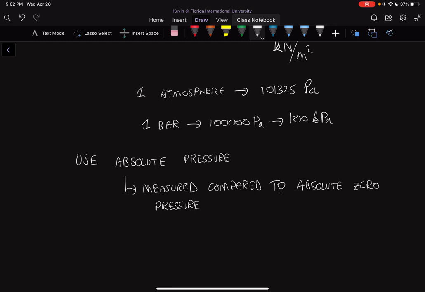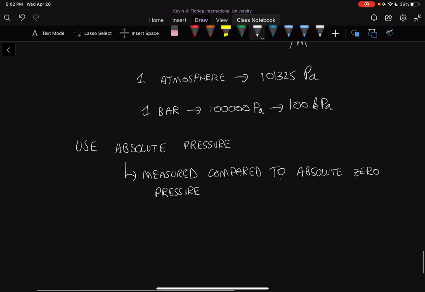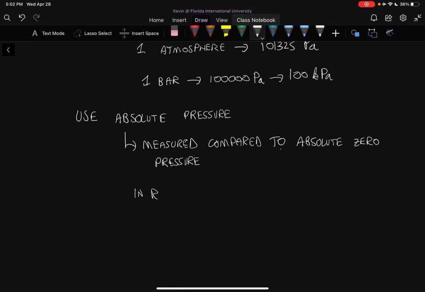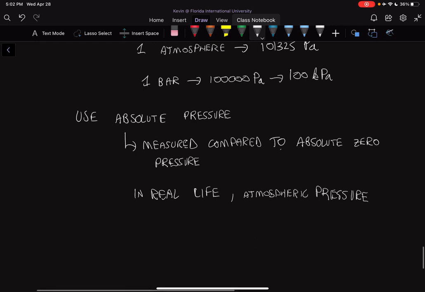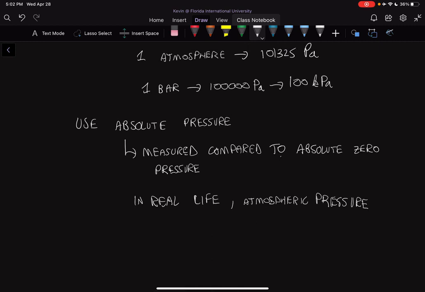Now, in real life, the pressure is measured by the difference between absolute pressure and atmospheric pressure. In real life, we have a constant pressure on our Earth, and that constant pressure is called the atmospheric pressure. The atmospheric pressure is usually always around 1 atmosphere, which is 101,325 pascals.